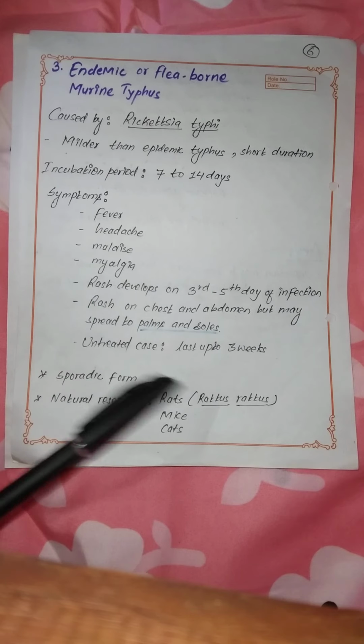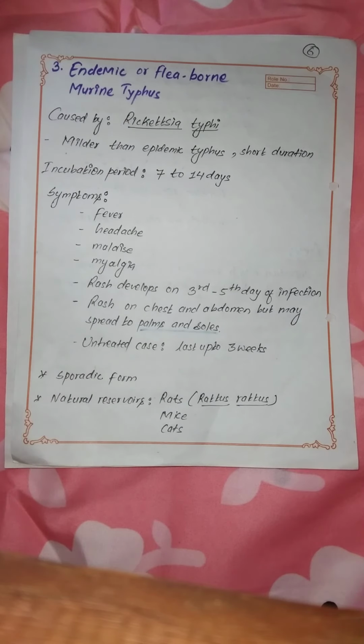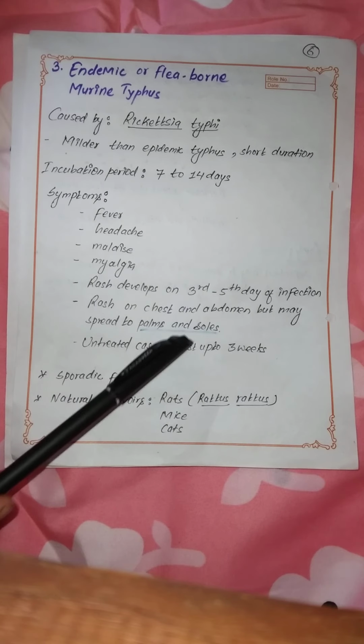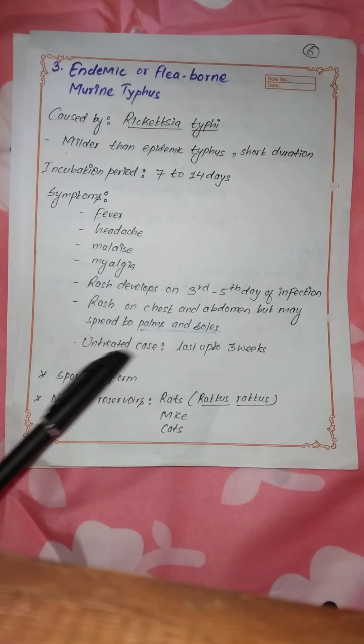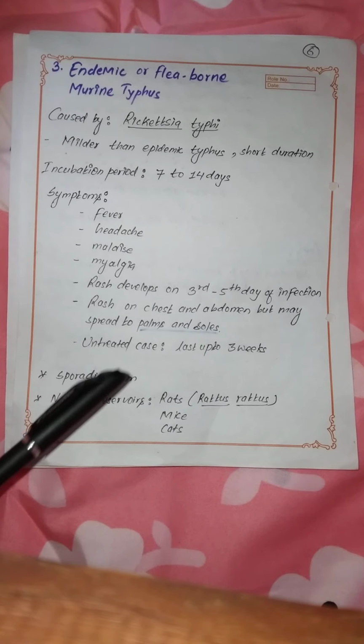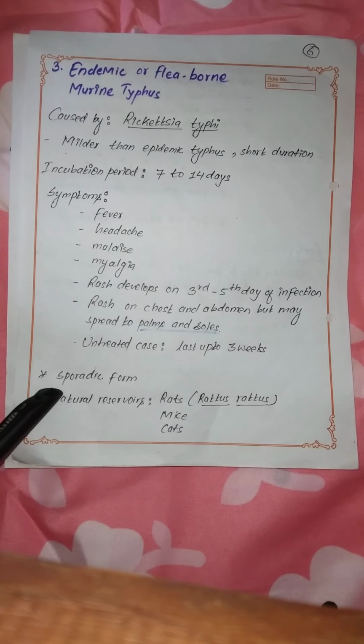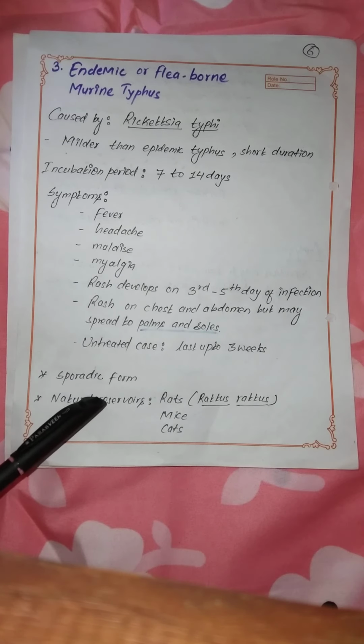Okay, I would like to repeat it. They will spread to the palms and soles, but in the previous one our palms and soles are not affected, but in this case palms and soles are affected. In the untreated case, it may last up to 3 weeks. This is the sporadic form of disease. Sporadic means it will occur only occasionally. It will not occur regularly.